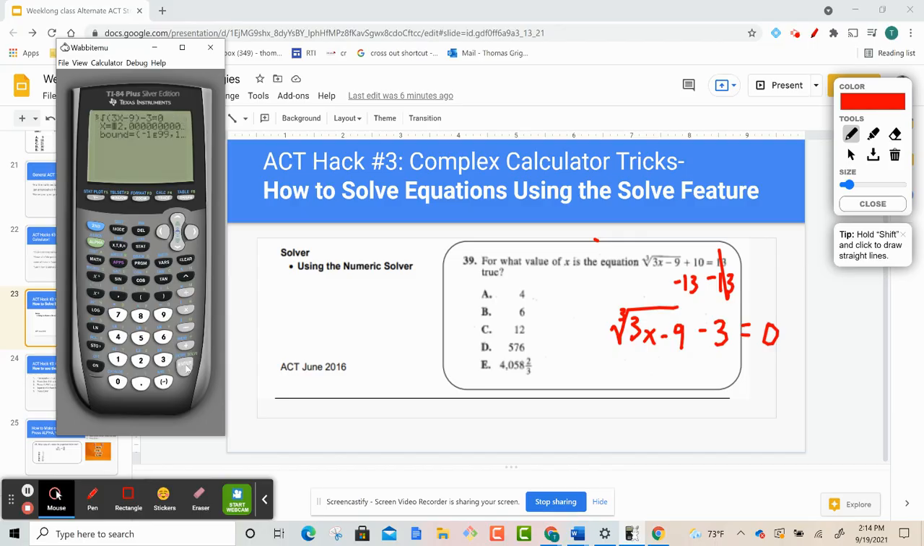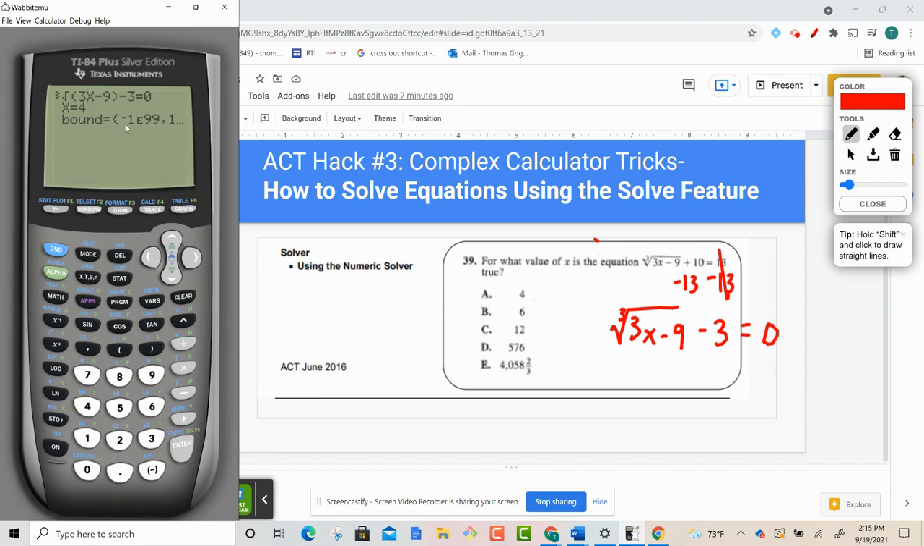I'm going to hit enter, and it's going to take you to this crazy screen. You probably don't have this, but you want to guess a number. I'm going to guess 4 just because that's one of my answer choices. This bound doesn't necessarily matter. You don't ever really need to tweak that.